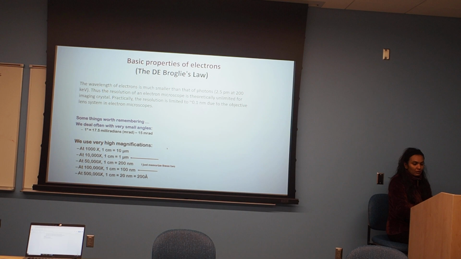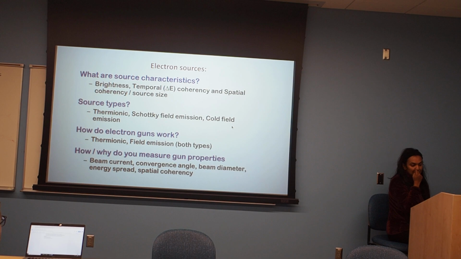Right. Now we talk about electron sources. What are the source characteristics? Like any other source, it will have brightness, and it will have temporal coherency. Can anyone elaborate what is temporal coherency?